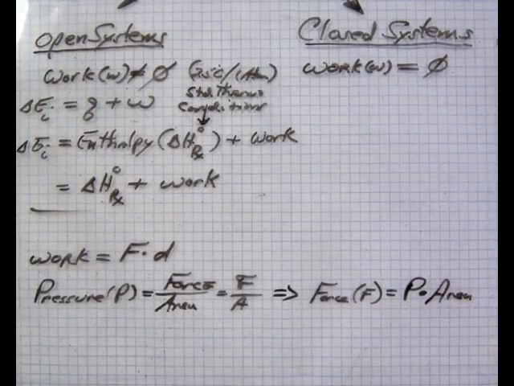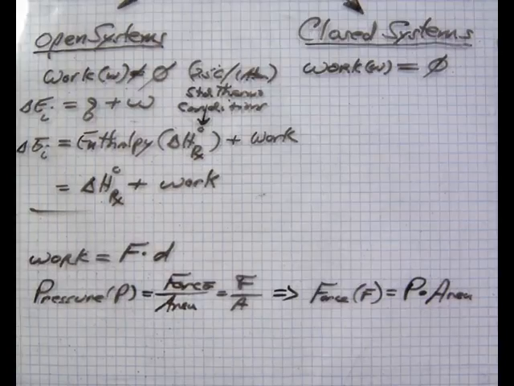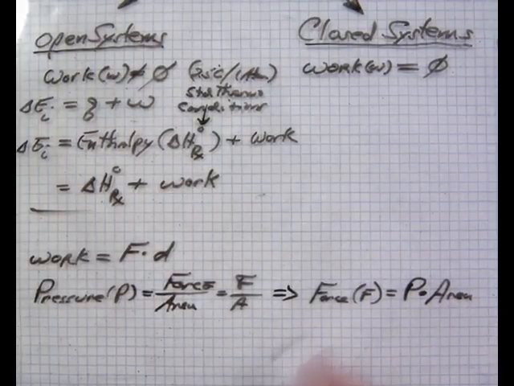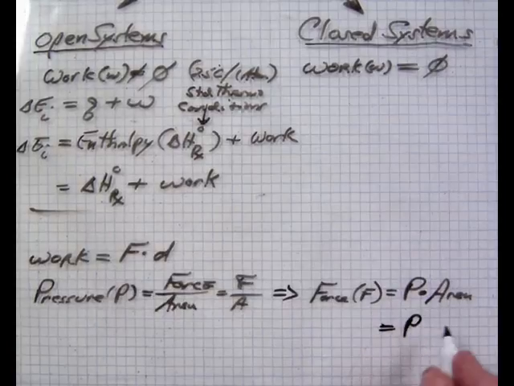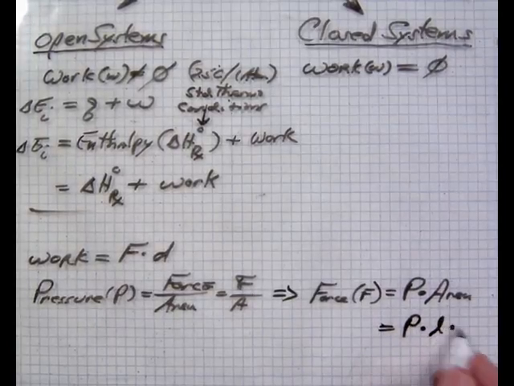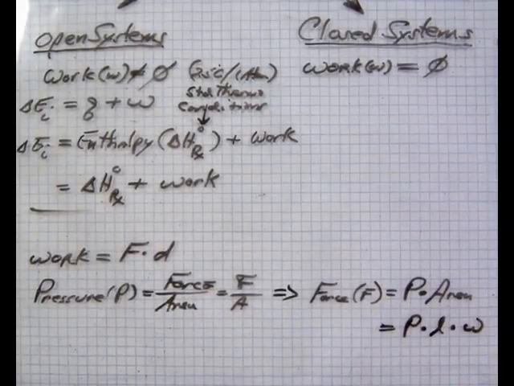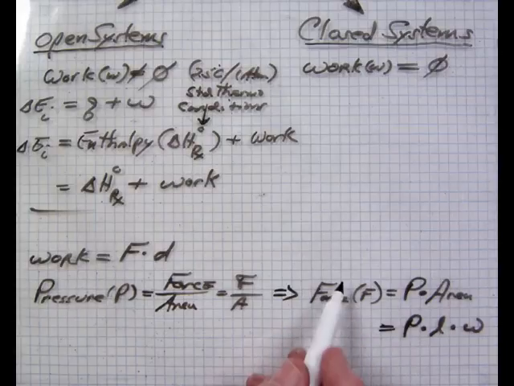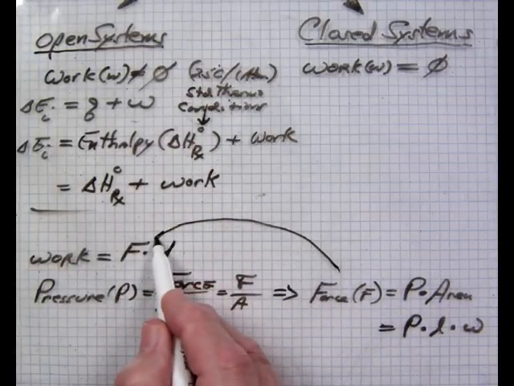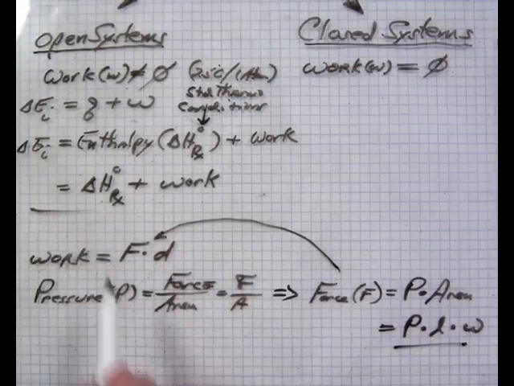Well, if I'm going to get the area of a sheet of paper, how would I do it? I'd measure the width and the length, and I'd have length times width. So I'd have pressure times length times width, a distance. Length, a distance, W. And so I'm going to substitute this force term here into work.